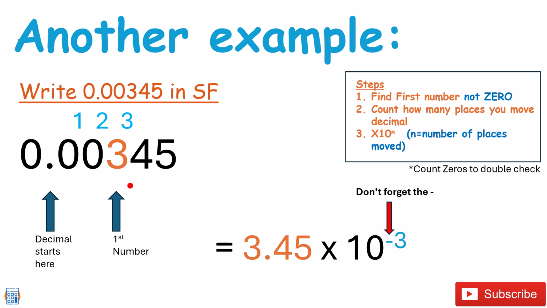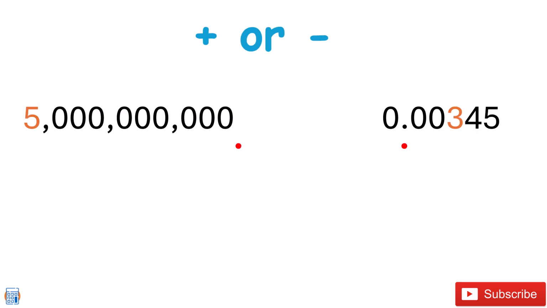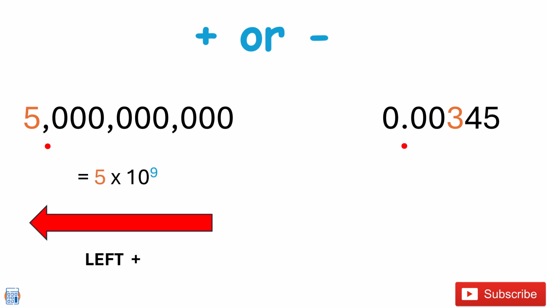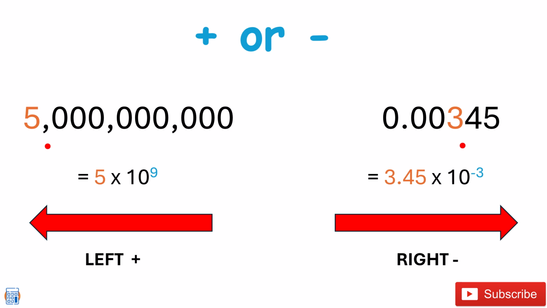I'll show you an example now of when to put a minus and when to put a plus. So 5 billion, we moved the decimal place to the left, which gives you 5 times 10 to the positive 9. There you go, to the left is positive. And then here we went to the right, which was minus 3. So when you go to the right, it's a minus. That's why I usually don't suggest counting zeros, as it can sometimes get a bit confusing with the signs, but it is a good way to double check.